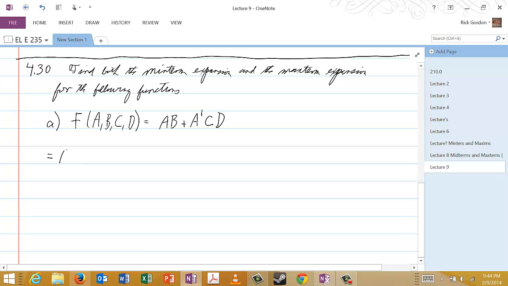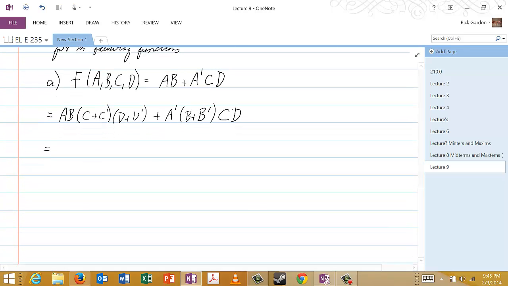For the first term, we will AND it with 1 twice. We'll write the first one as C or C prime, and the second one as D or D prime. And for the second term, we will AND it with 1 one time, and 1 will be written as B or B prime, since B is the missing variable in the second term.